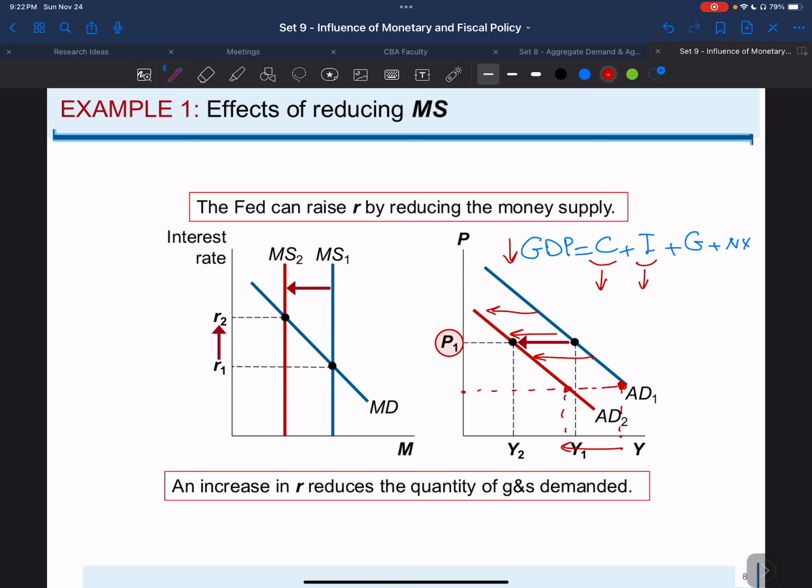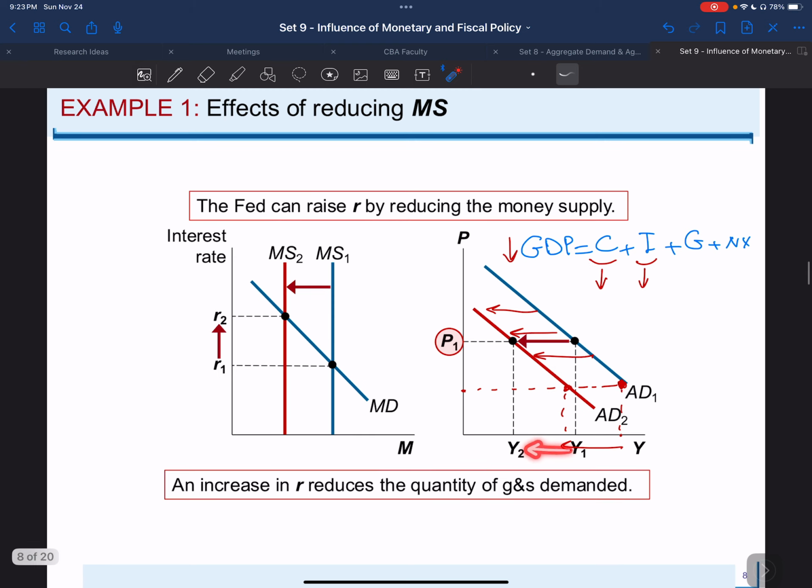So if the Fed decreases the money supply by selling bonds, that is going to result in a shift in the money supply to the left. That is going to increase the interest rate. And because of the higher interest rate, the spending of the people and the spending of the investors, or the investment, will reduce, and it will lower the spending and investment, and it will shift the aggregate demand to the left, decreasing the output.